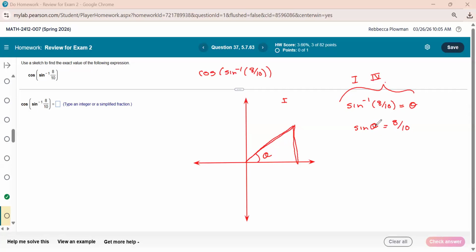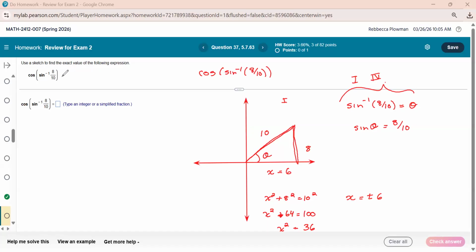We know sine of theta is going to be 8 over 10, so opposite over hypotenuse. So we just need to figure out what x is. We'd have x squared plus 8 squared is going to give us 10 squared. So x squared plus 64 equals 100. So that means x squared is 36, right? Yeah. It's going to be equal to 36, which means x is going to be either plus or minus 6. So because we're in the first quadrant, we know it's going to be plus 6.